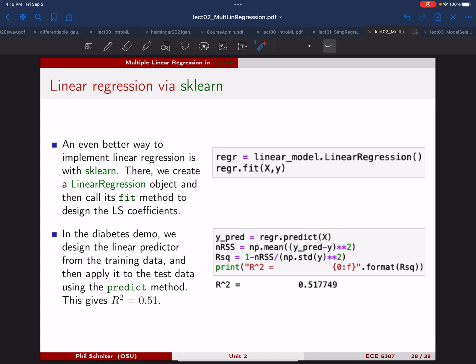So notice that I've never really explicitly asked it for the beta coefficients. Those are just stored internally. Maybe I don't really care what they are. I just want to fit my model and then use it for prediction. So that's what we've done here.